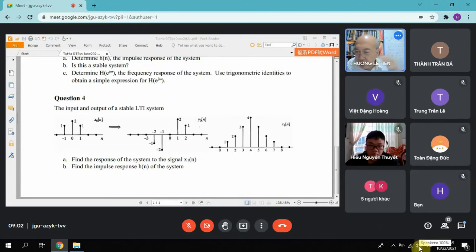Try to read through chapter 6, the Z transform. This is the most important chapter. Because later on, most of the tutorials we deal with the Z function.